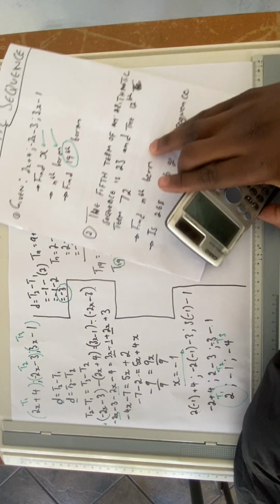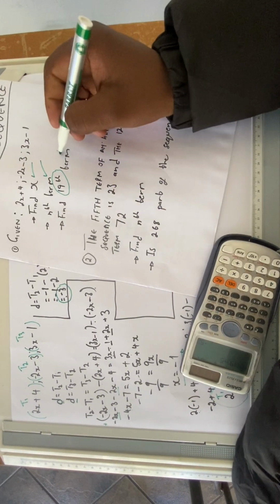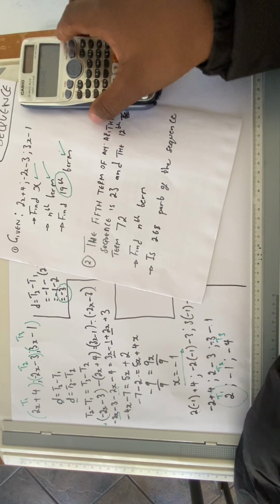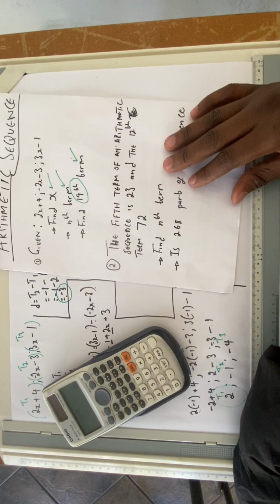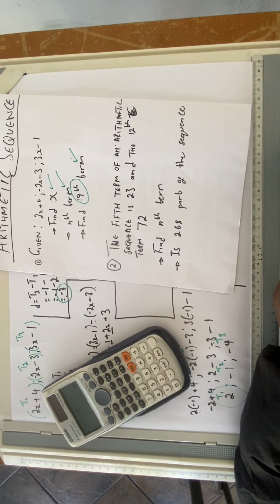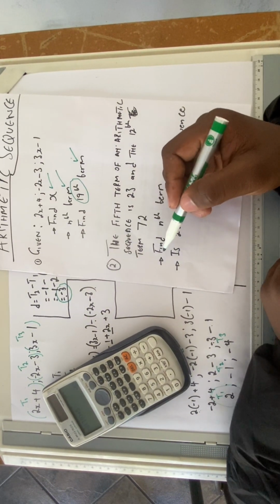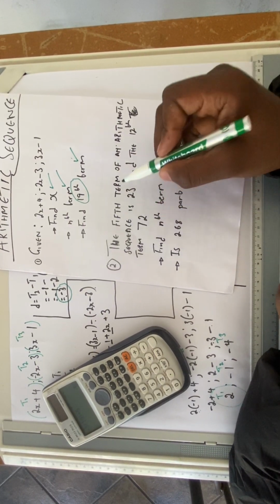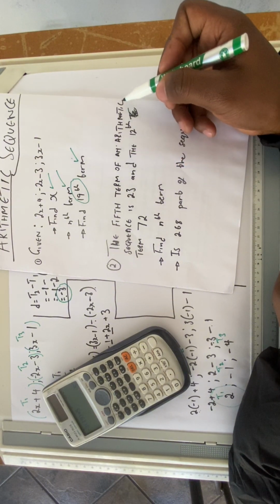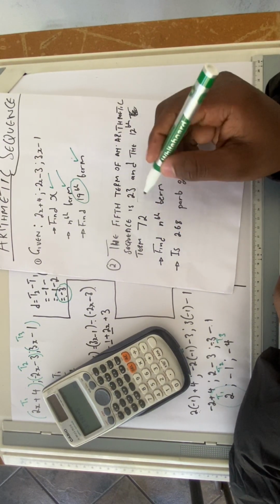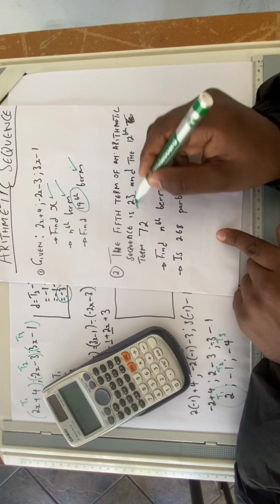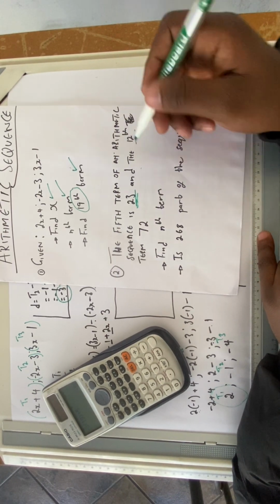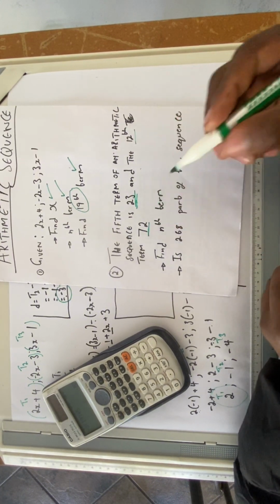Now, we are done with the third one. Now let's see what they are asking us here. On the next question, excuse the handwriting, they say the fifth term of an arithmetic sequence is 23, and the 12th term is 72.